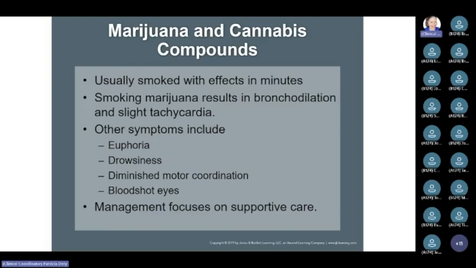Okay, management focuses on supportive care. So what that's going to be is, of course, in a position of comfort, make sure you take their blood pressure, all of the different things, right? But now let's go into some other stuff that it might be.